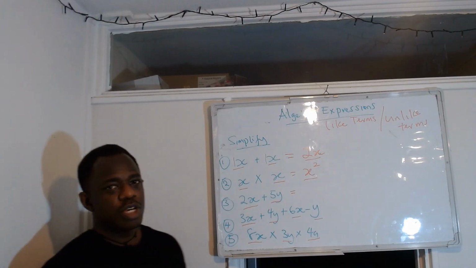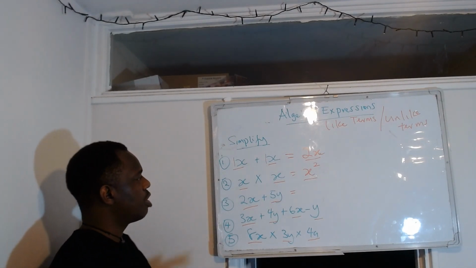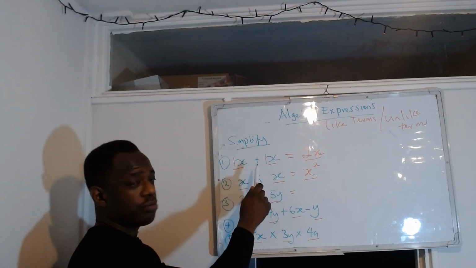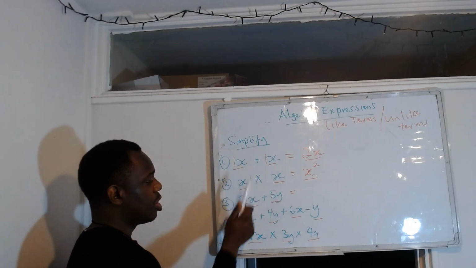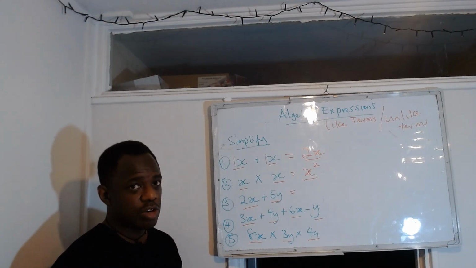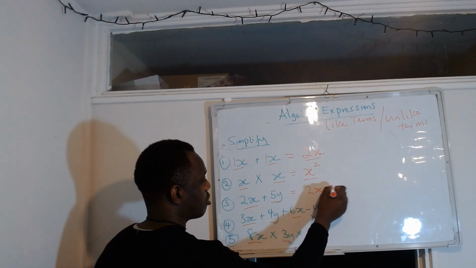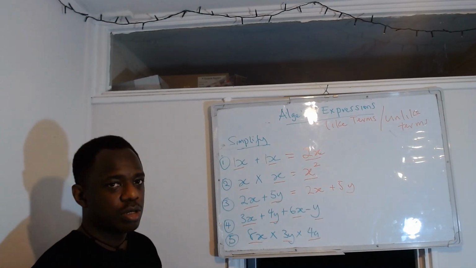When the terms are not similar, you can't do anything with them. So for example, we had an x plus an x. Because there are only x's, not a squared x, we can add them. But here we've got 2x plus 5y. We can't do anything with it other than just rewrite it. That is the final answer, 2x plus 5y. We can't do anything with it.